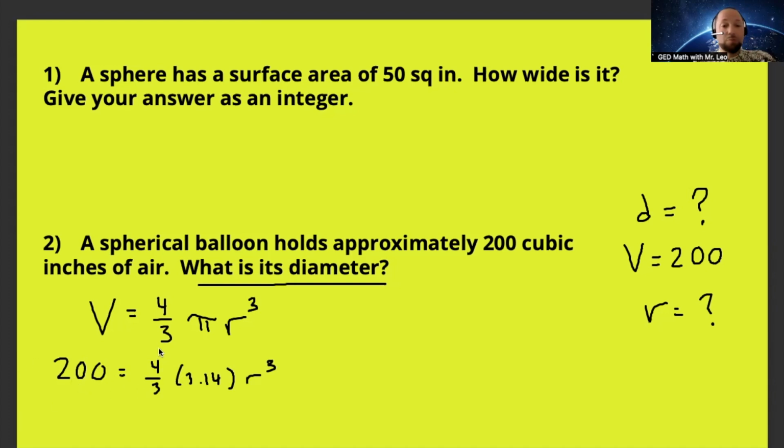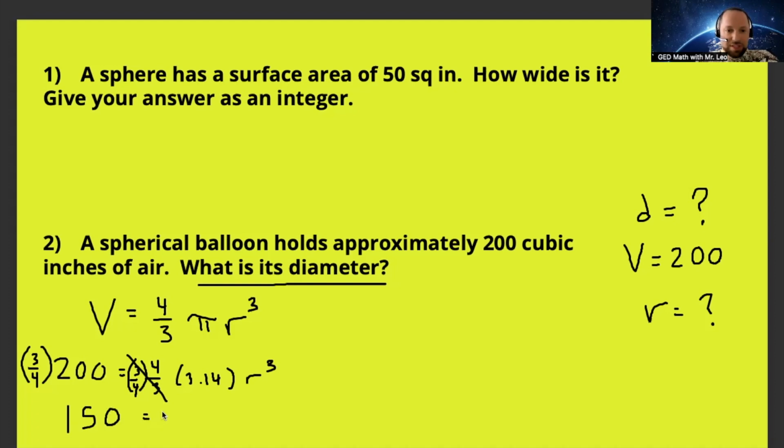We're going to start by removing the fraction. We do that by multiplying both sides by the opposite inverse fraction. Because it's 4/3, if we multiply by 3/4, it will cancel out. So we have 200 times 3/4. That's 200 times 3 divided by 4. That leaves us with 150.